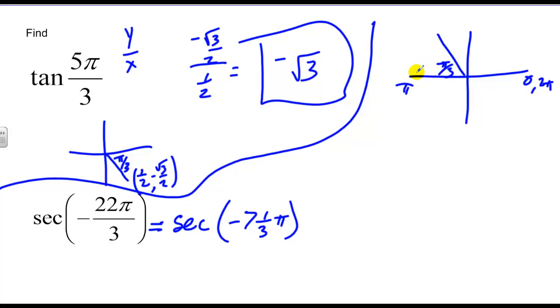I know that 60 degrees away from this axis, or pi over 3, has x and y coordinates of a half and root 3 over 2. But the half is negative. And I'm looking for a secant, which is 1 over the x value, which is, in this case, 1 over negative 1/2. So I end up with negative 2.